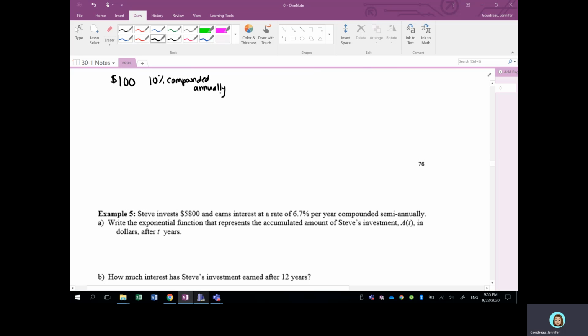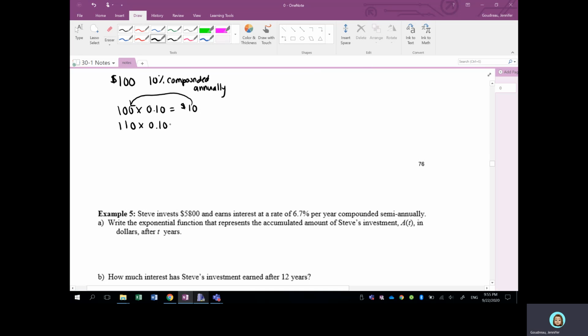What does that mean? Well, let's do some calculations. For the first year, I'm going to take that $100 and multiply it by 10%, which gives us $10. So I earned $10 in interest. With compound interest, instead of just handing me that money, the bank is going to take that money and add it to my original investment. So for the second year, I have $110.